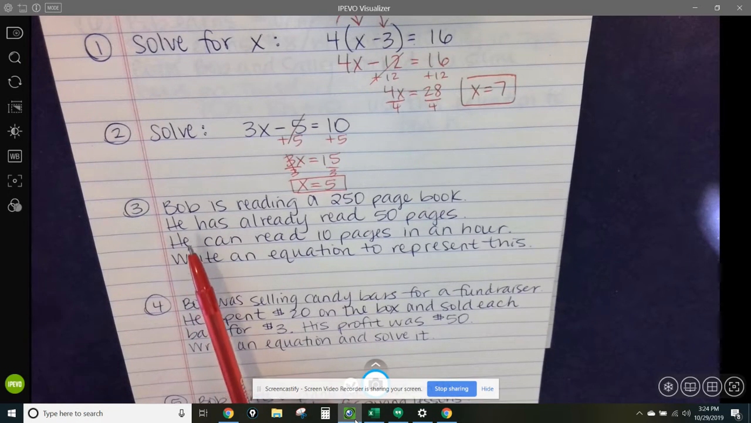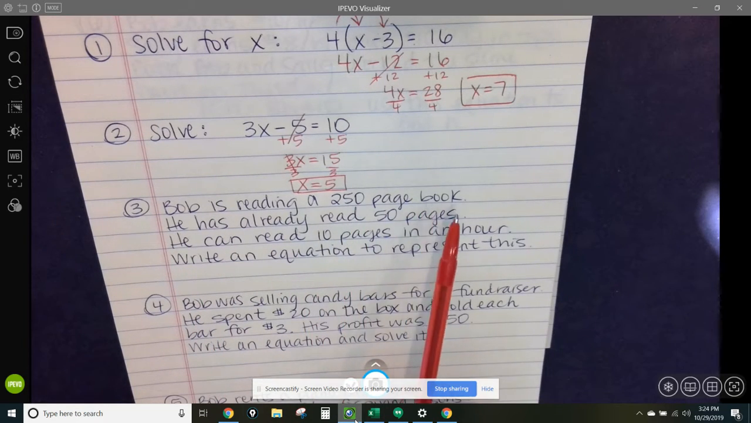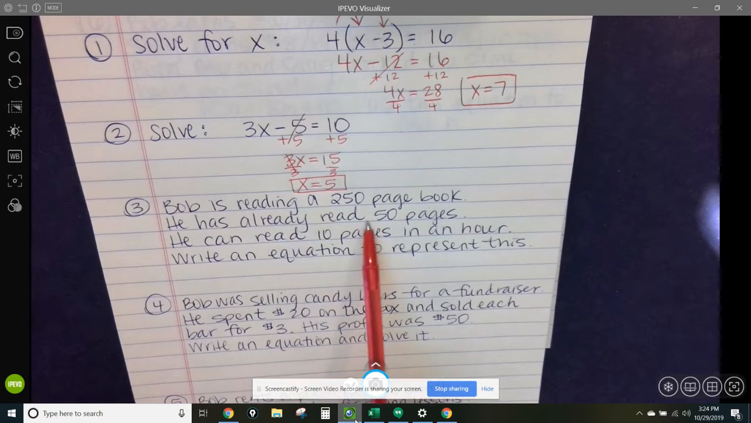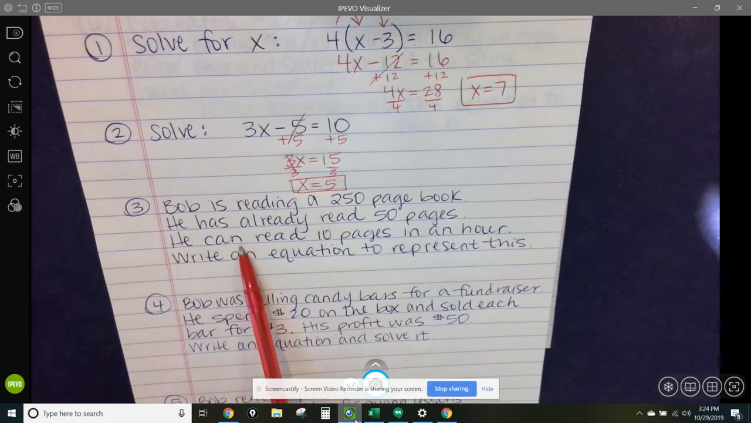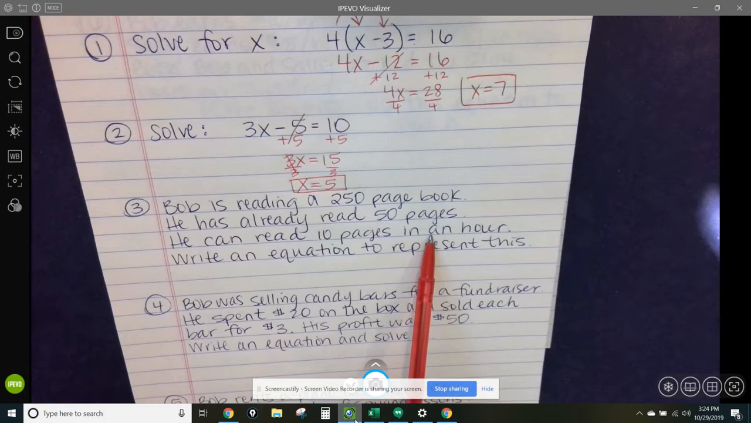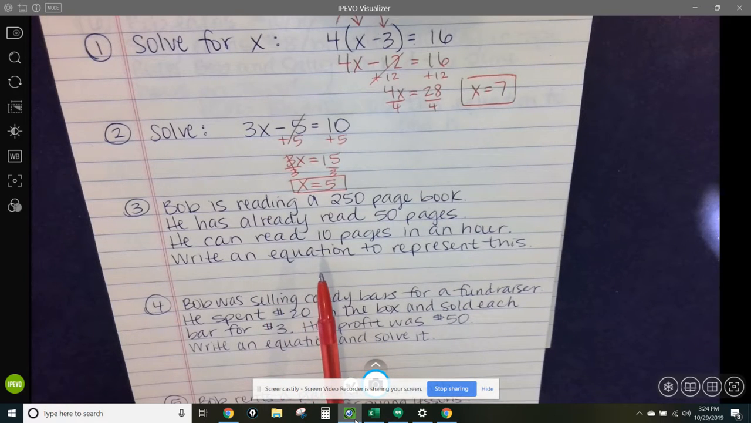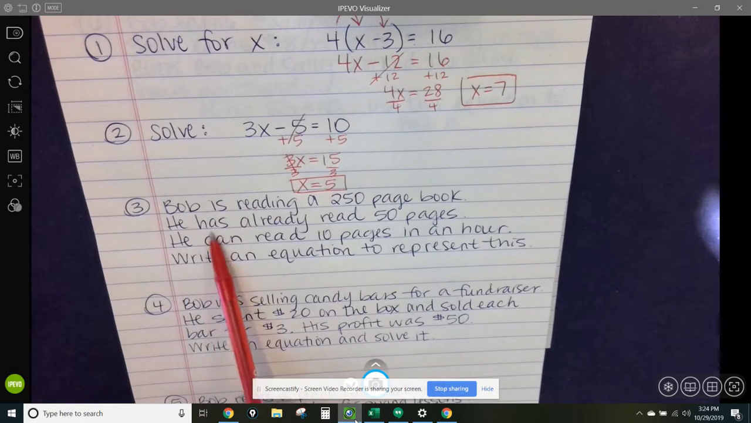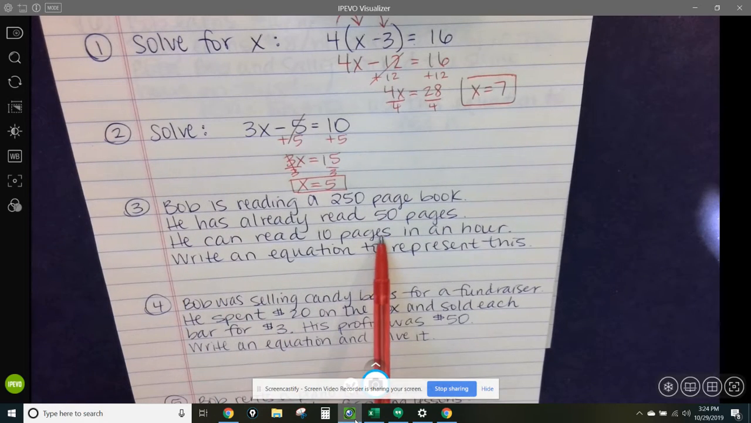Number 3, we have a word problem. Bob is reading a 250-page book. He has already read 50 pages. He can read 10 pages in an hour. Write an equation to represent this. So just realize that every sentence they give you is going to be used in your equation. So when you're done, make sure you've used all of the numbers they gave you. Otherwise, they wouldn't give you those numbers.